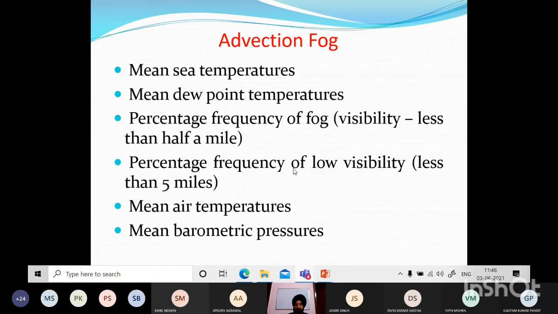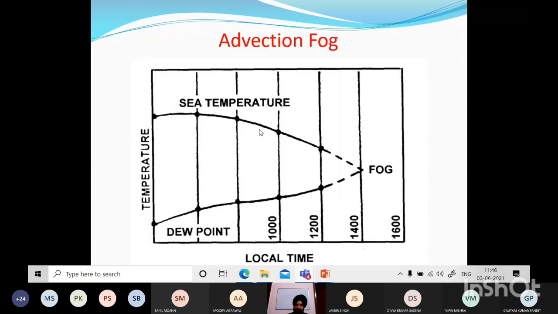Percentage frequency of low visibility, that is also given in your routing charts. Mean air temperatures, barometric pressures. तो इन सब से अगर आप देखिए तो you can even predict, अगर आप इसको plot करते हैं local time पे, the dew point temperature and the sea temperature को अगर आप करते हो, wherever these two temperatures are meeting, so you can predict that this is the place, 1400 hours, that there is a chance of sea fog forming. जैसे ही sea water temperature आया और ये dew point का curve जहाँ पे मिलेंगे वहाँ पे fog will be there. तो ये तो रहा आपका advection fog.